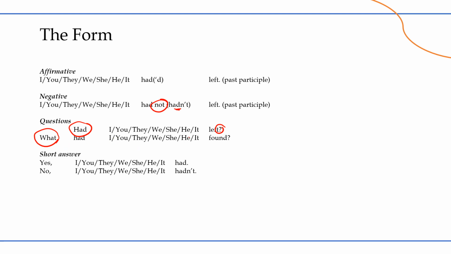What had I found? What had you found? What had they found? And so on. And then the last one of the form, we come to short answers. For the short answer of a yes-no question, it can be yes, it can be no. Yes, I, you, they, we, she, he, it, had for yes, and then for no, I, you, they, we, she, he, it, hadn't. These are the short answers.